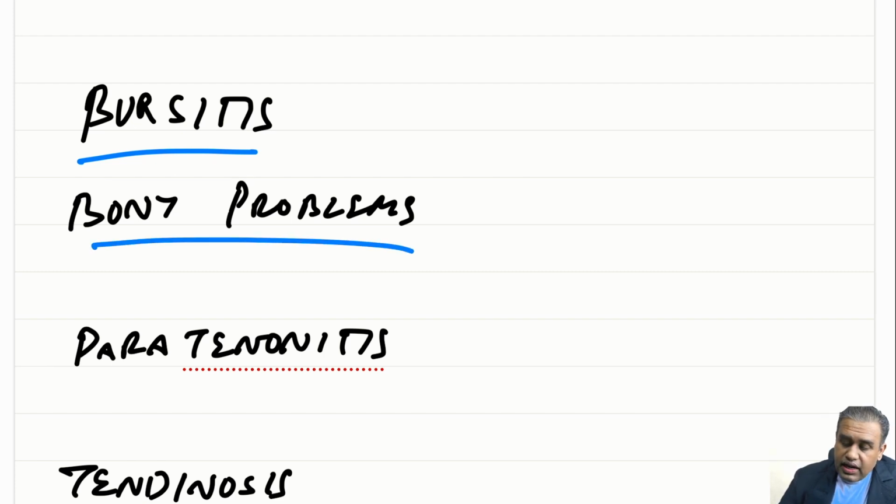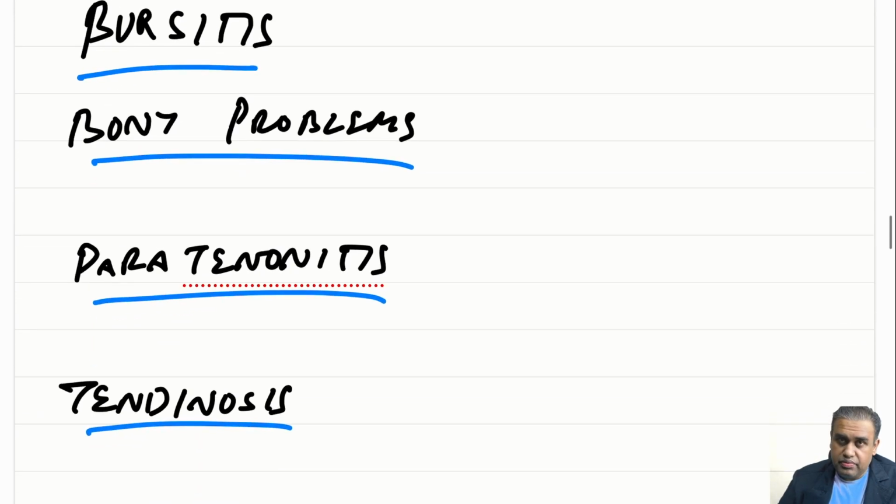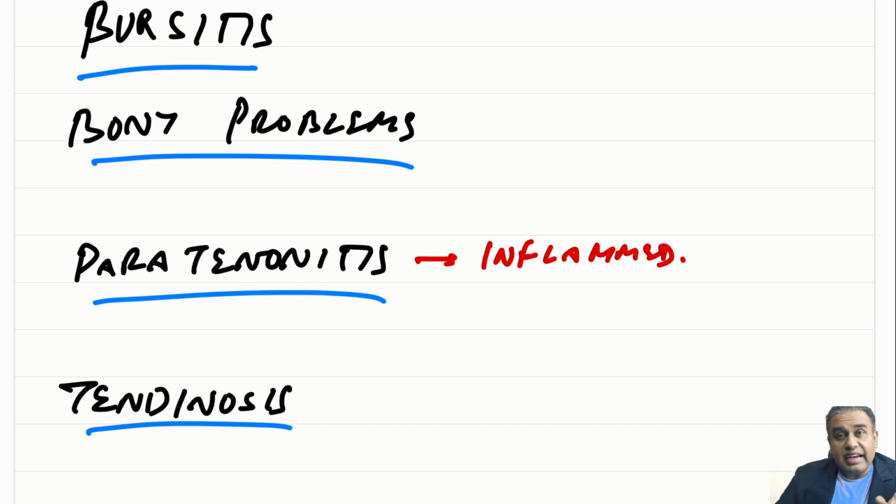Now there are two other things, peritendinitis and tendinosis. What actually happens is, as the tendon is going to insert into the bone, around the tendon there are paratendons, or a paratendon sheath, which might get inflamed. It is not actually tendinitis, the inflammation of the tendon. It is the inflammation of the tissues around the tendon. That is known as paratendinitis. The second thing is tendinosis, a small nodule type feeling.